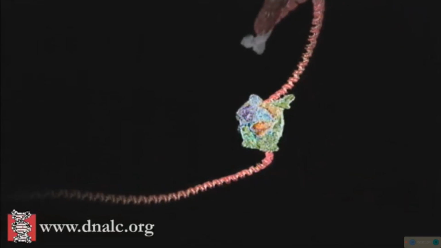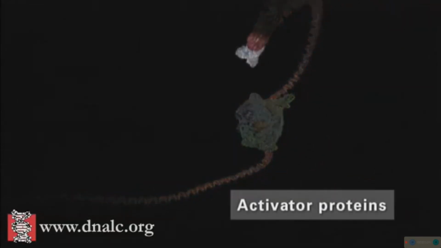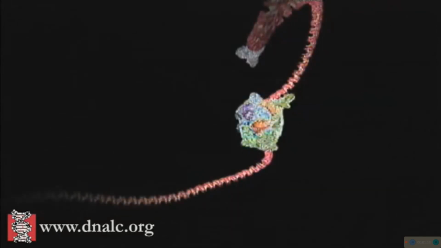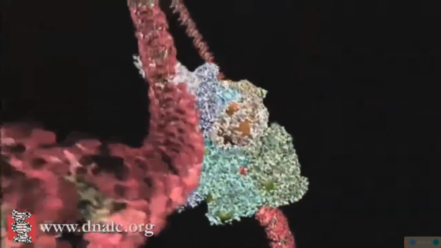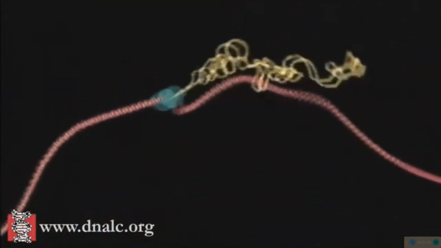The initiation complex requires contact with activator proteins, which bind to specific sequences of DNA known as enhancer regions. These regions may be thousands of base pairs distant from the start of the gene. Contact between the activator proteins and the initiation complex releases the copying mechanism.